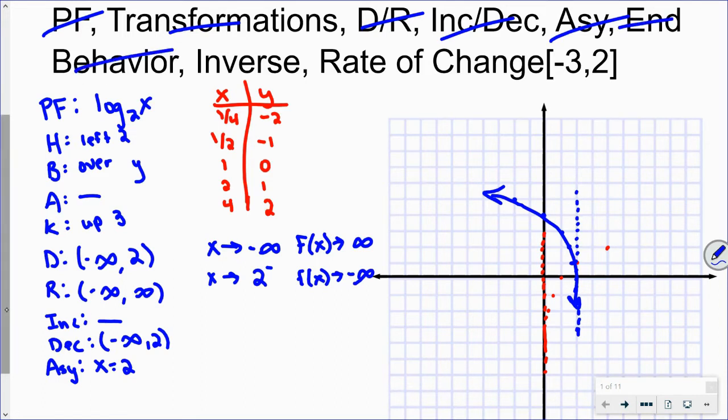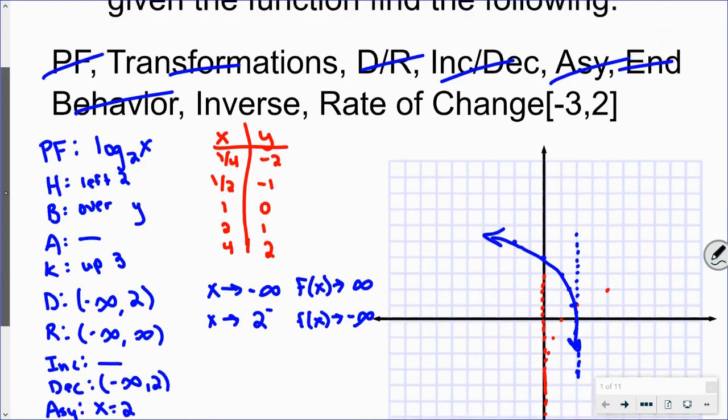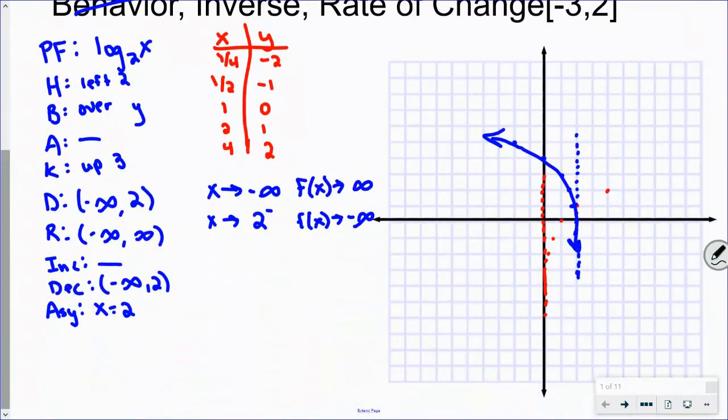The inverse. Okay, so let me copy this equation down here so I have some more room. So it was log base 2 of negative x plus 2, plus 3.